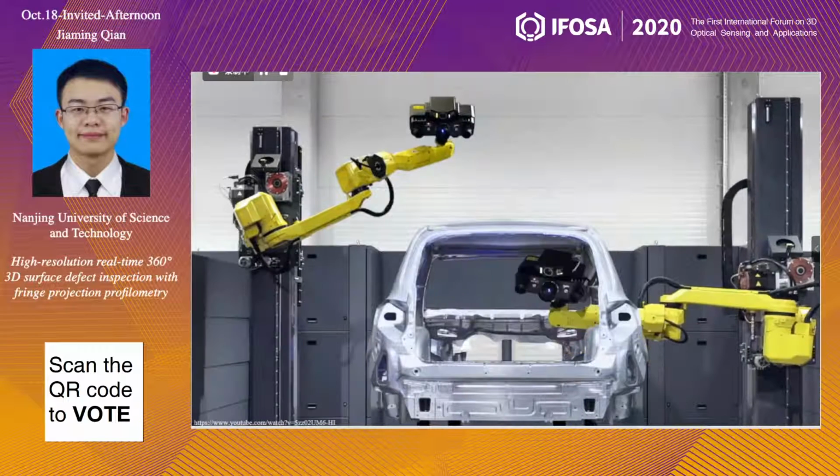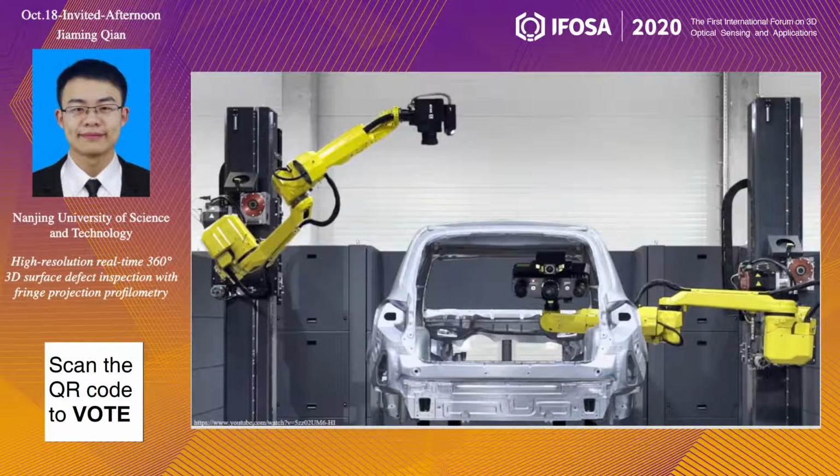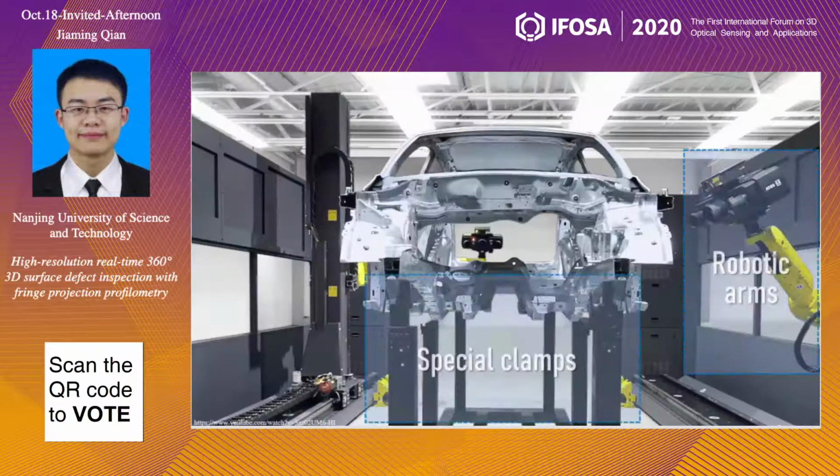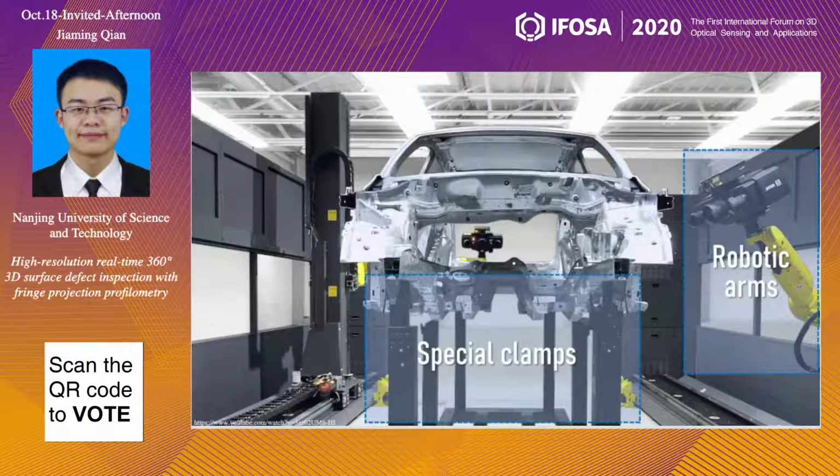To achieve this, some additional equipment such as robotic arms and special clamps are needed for position control. However, these devices are very expensive and will make the whole system more complex. In addition, the means of first obtaining all the 3D shapes of the object and then performing the post-processing inspection is still time-consuming.